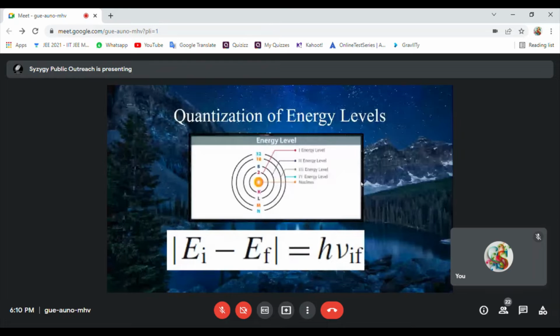So this is a simple relation. This is the basic relation. This is the fundamental relation of a radiation mechanism.